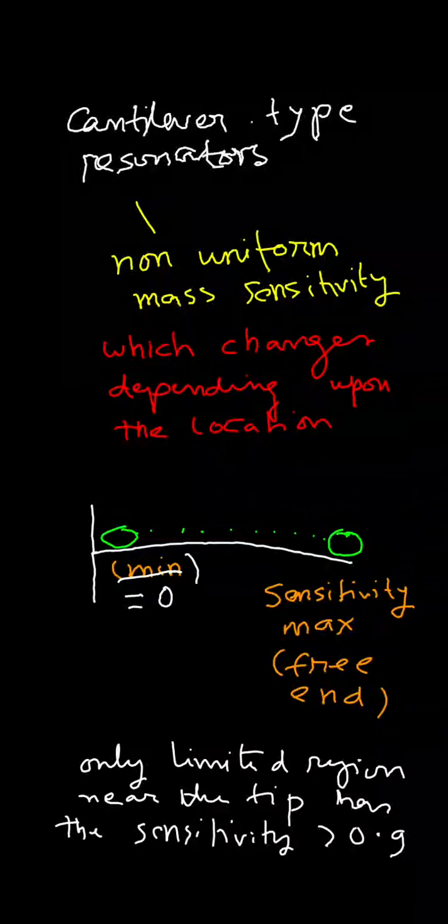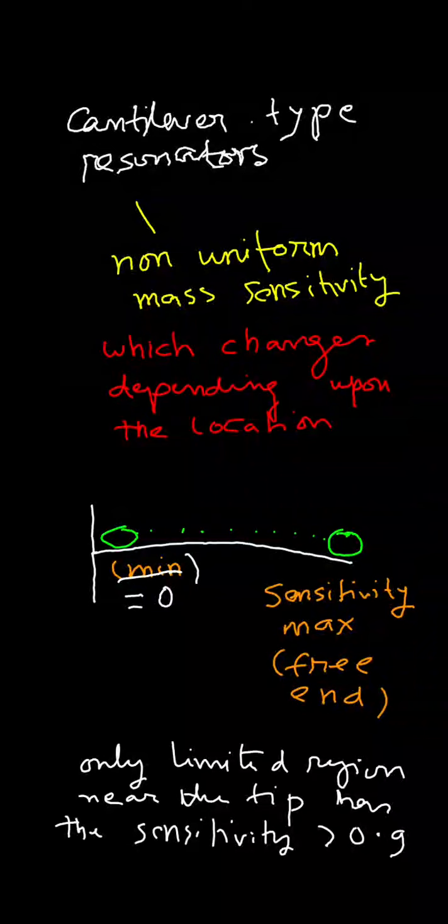Now, in a cantilever type of resonator, the problem is non-uniform mass sensitivity. That means a mass which is at the extreme end or the free end of the cantilever will give you the maximum sensitivity, and the one which is close to the fixed end will give you the minimum sensitivity, or sometimes no sensitivity at all. So there is a change in the mass sensitivity depending upon the location where the target is fixed.